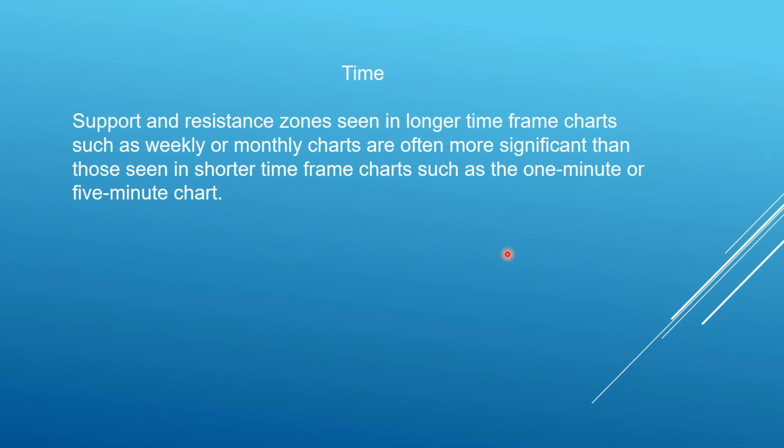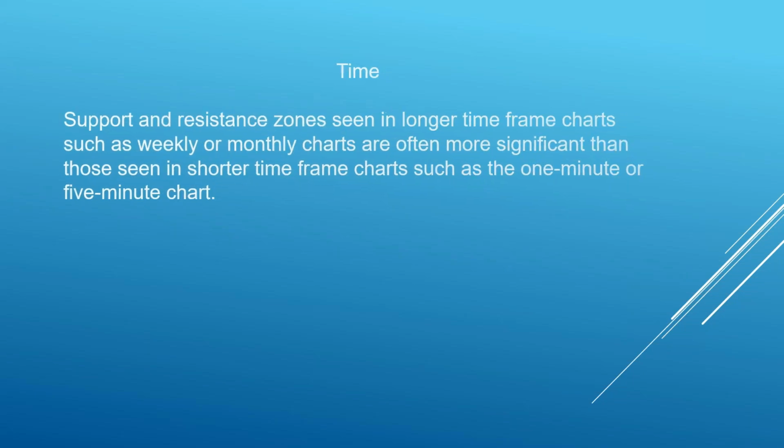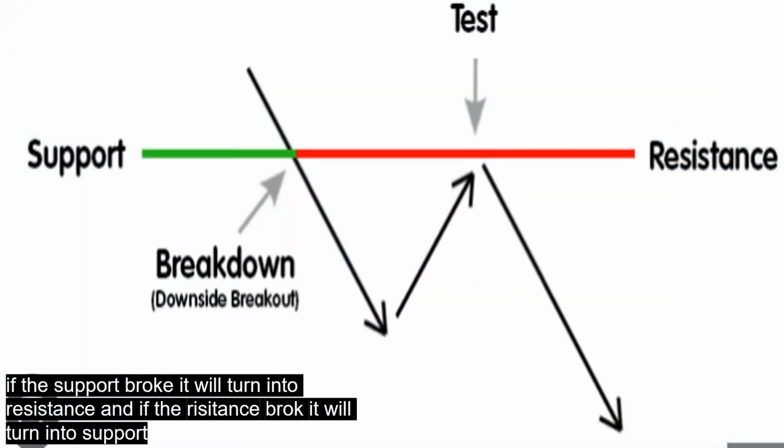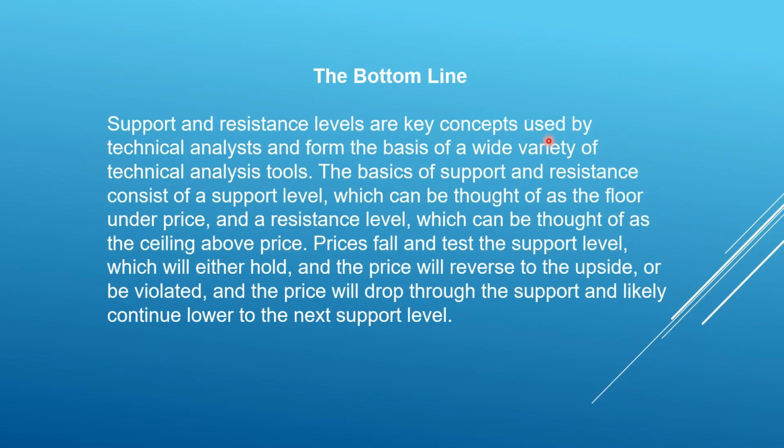Timing is very important. Support and resistance zones seen in a longer time frame chart, such as a weekly or monthly chart, are stronger than those in a shorter time frame, such as a 1 minute or 5-minute chart. Okay, we saw this. We already have explained this. Let's get to the bottom line and finish this with some real-time examples.